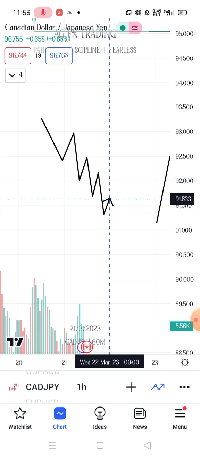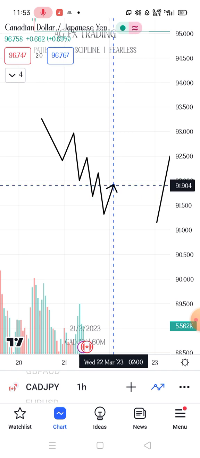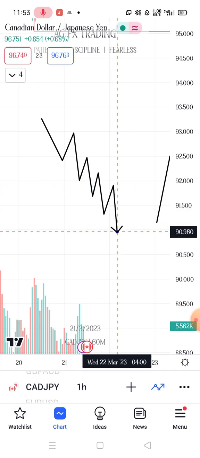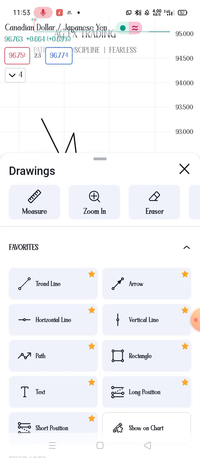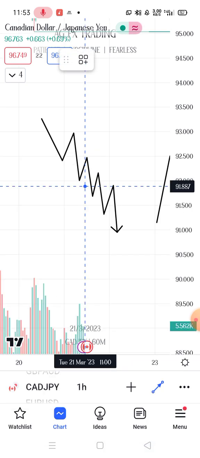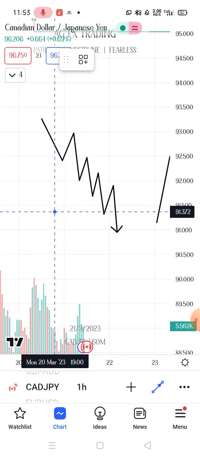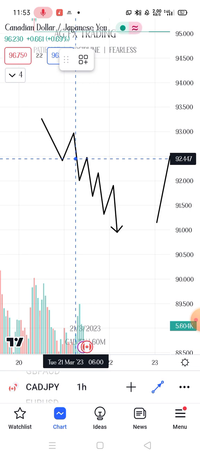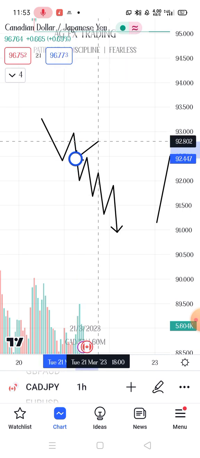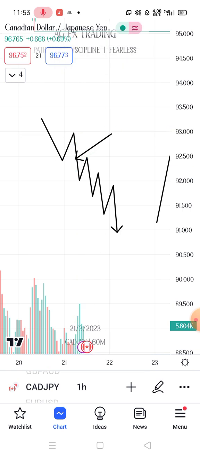This is a downtrend. Keeps going down. Now let me explain something to you. This line you see going downwards is called the corrective.